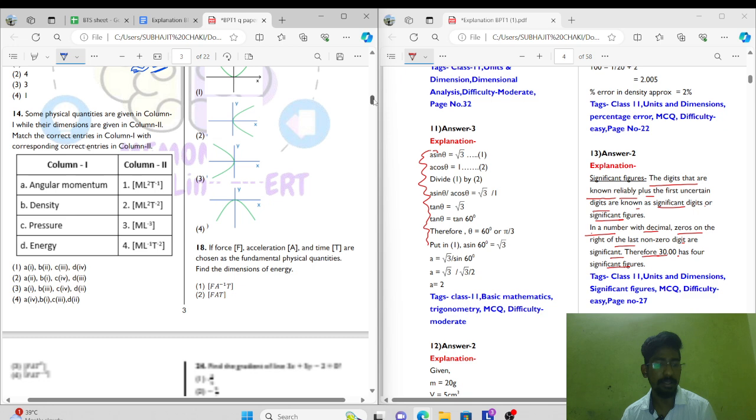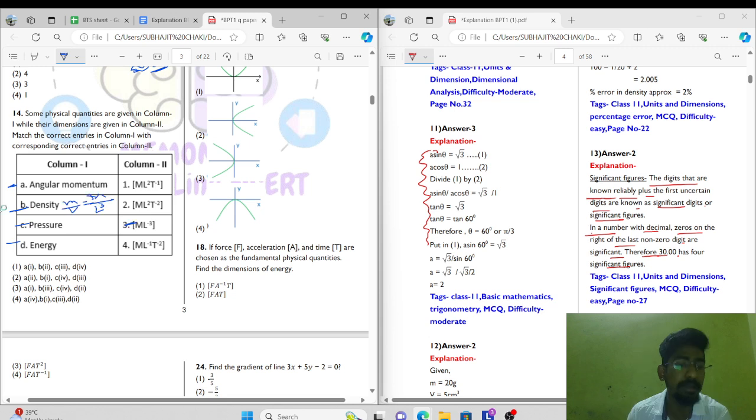First of all, move from this simpler one to this complex one. Density, you guys know, is m by v. Mass is m and the volume is L³, so it becomes ML⁻³. So B will always coincide with ML⁻³, right? And now pressure is nothing but F by A, force per area, which equals MLT⁻² divided by L². It becomes ML⁻¹T⁻², that means this is 4. So B with 3, C with 4.